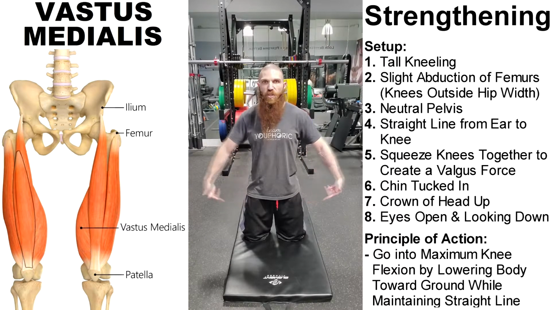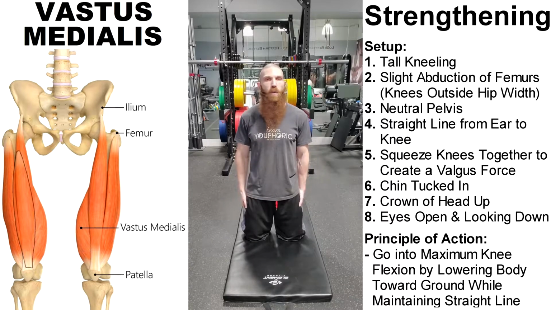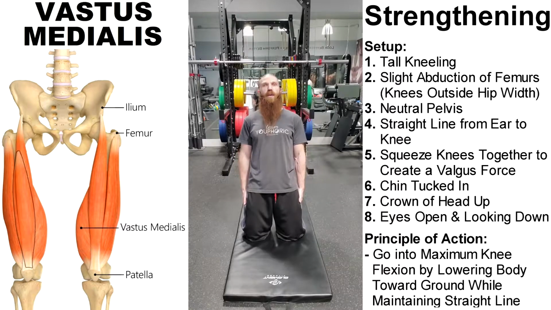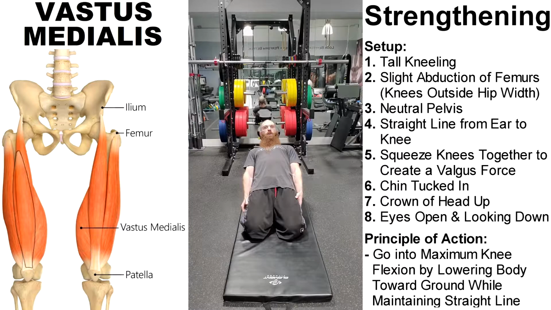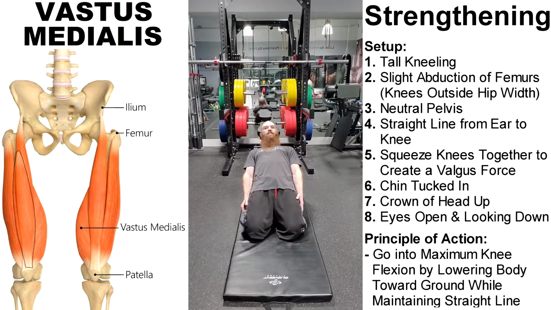Next, we're going to go ahead and squeeze our knees together. We want to create a valgus force at the knees, and then all we want to do for the principle of action is go into as much knee flexion as possible and then come back up. But this is the strengthening exercise for the Vastus medialis muscle.